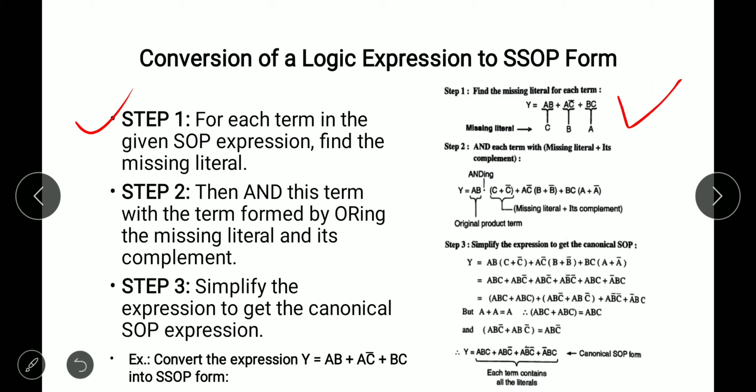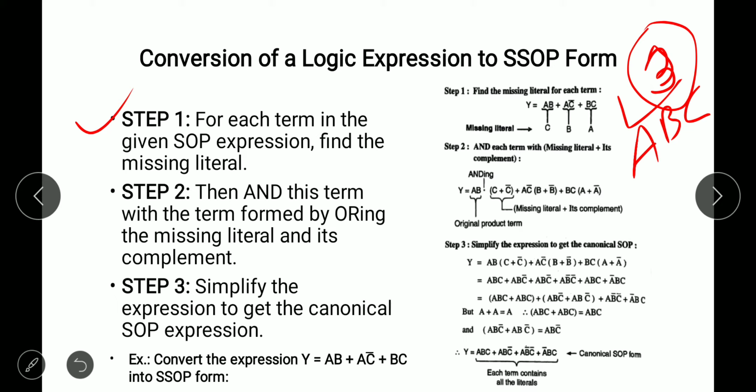To find the missing literal for each term, the example is y is equal to ab plus ac bar plus bc. So what are the missing literals? If you see here, a, b and c, there are three literals, three variables present here. So what are the variables? That is a, b and c.